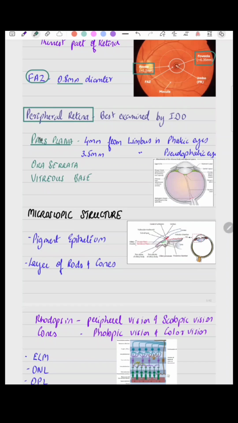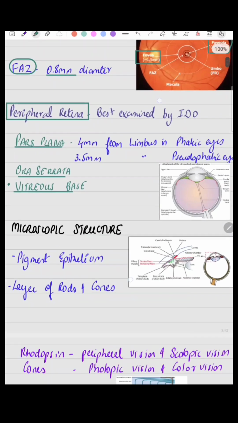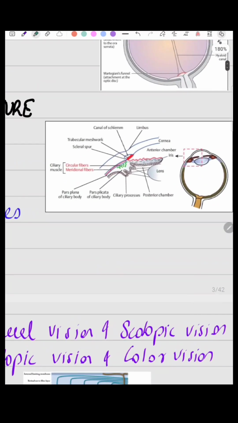There are three structures basically: pars plana, ora serrata, and vitreous base. See here the ciliary body. This is the pars plana of the ciliary body, and this part is the pars plicata, with the ciliary processes. The ciliary body starts about 1 millimeter from the limbus and extends for about 6 mm. The first 2 mm is the pars plicata, and the remaining 4 mm is the pars plana.